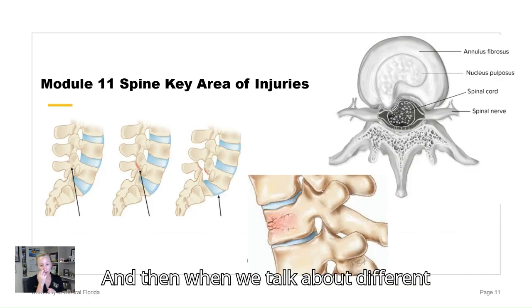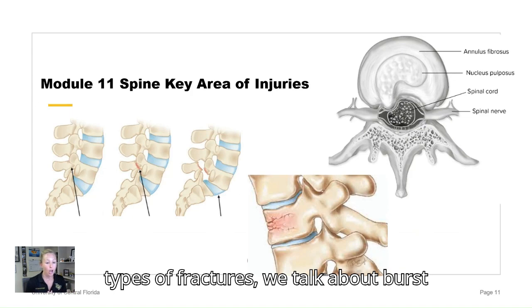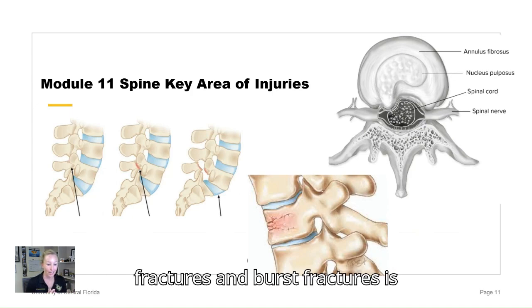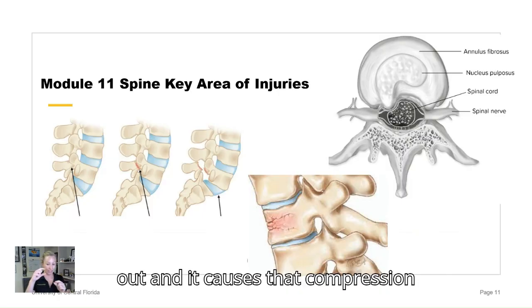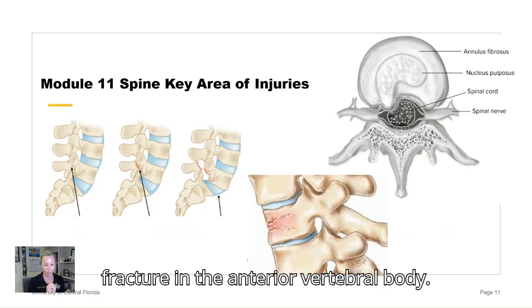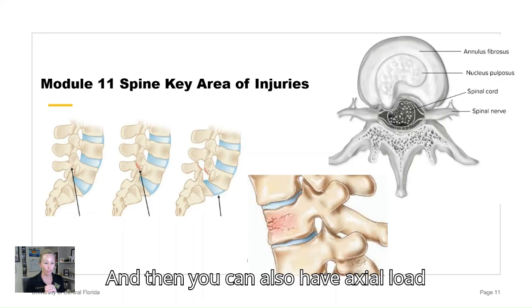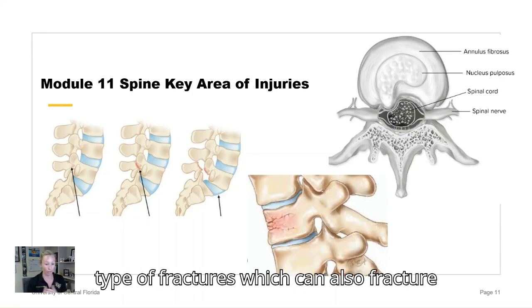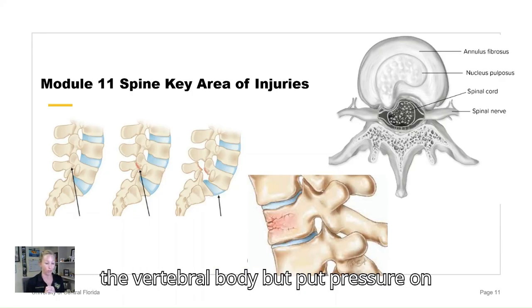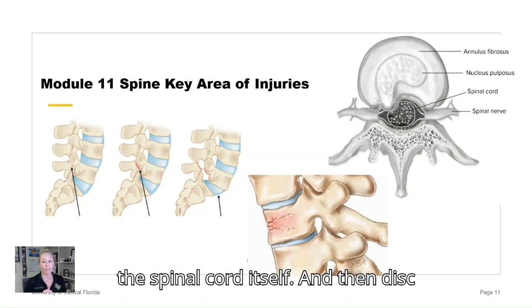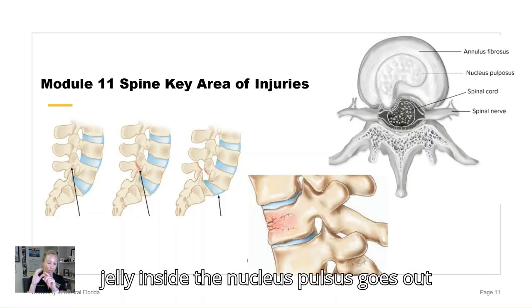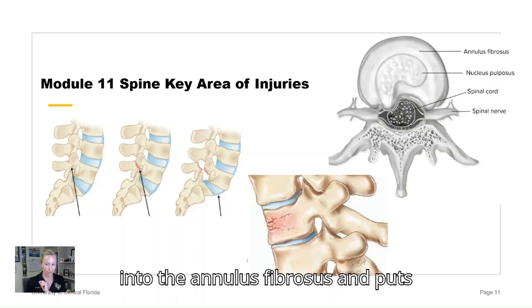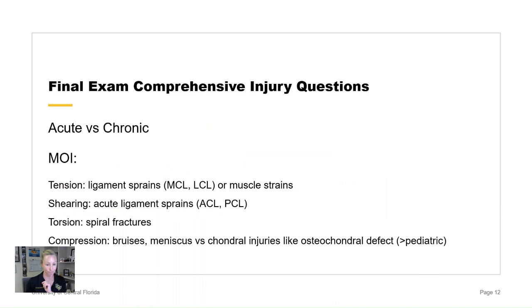And then when we talk about different types of fractures, we talk about burst fractures. A burst fracture is when you land on your butt and the force travels up and causes a compression fracture of the anterior vertebral body. And then you can also have axial load types of fractures, which can also fracture the vertebral body but put pressure on the spinal cord itself. And then disc herniation is that picture up above. I just want to reiterate, that is when the jelly inside, the nucleus pulposus, goes out through the annulus fibrosus and puts pressure on the nerves.